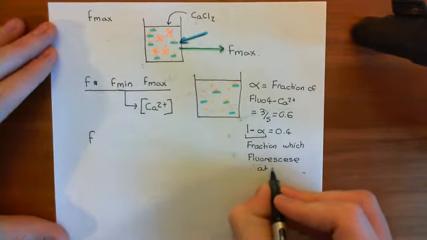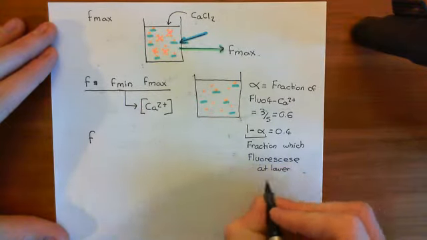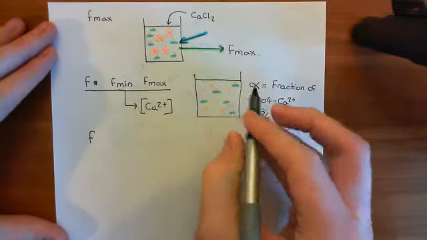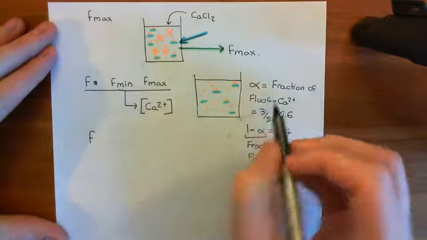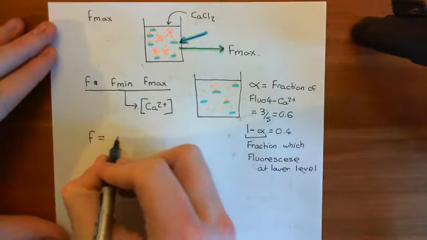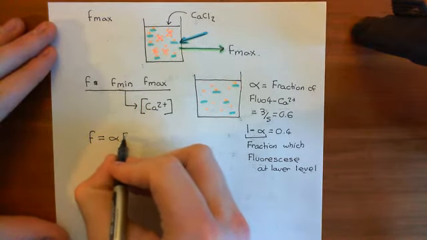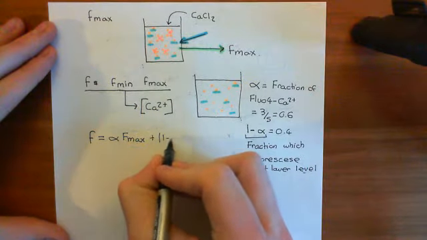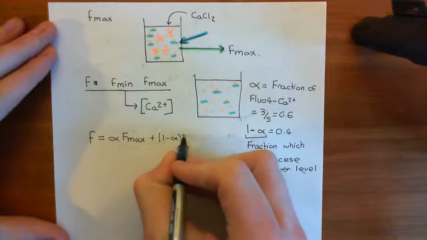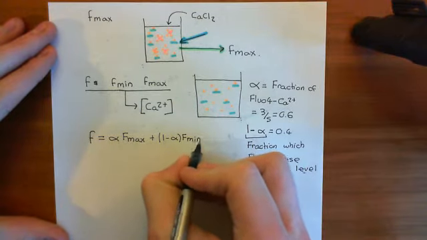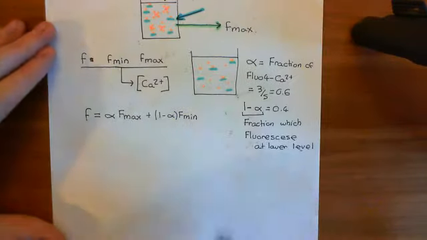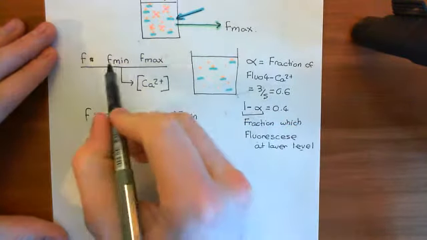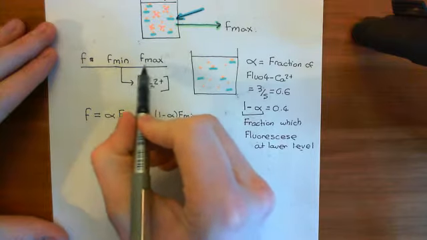Fluoresce at lower level. If we want to now know what fluorescence we are going to get coming off this solution, my claim is that it's going to be alpha times Fmax, plus 1 minus alpha times Fmin. Let me explain why. Basically, if absolutely all of them have calcium bound to them, then the fluorescence that you get is Fmax.